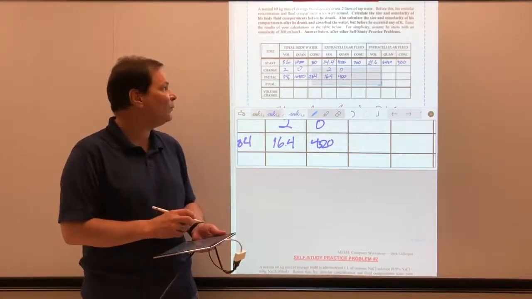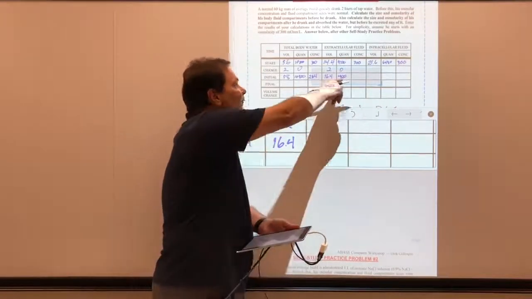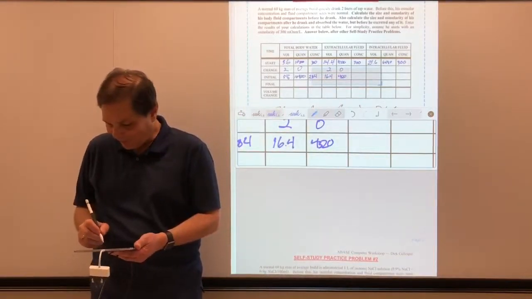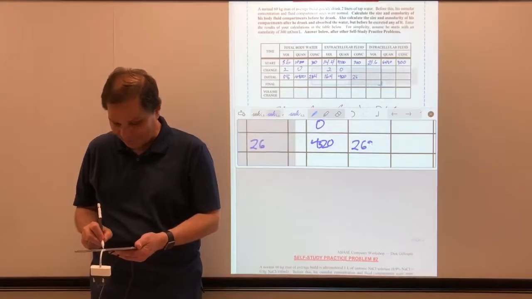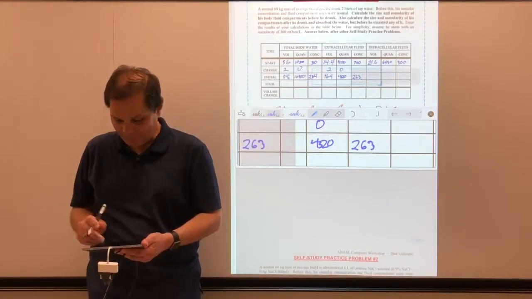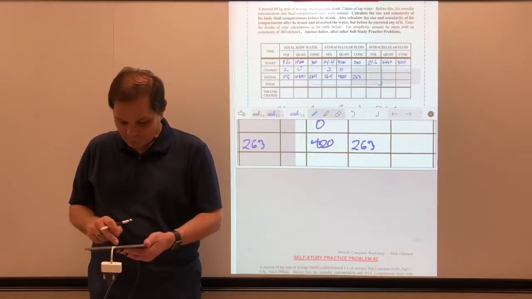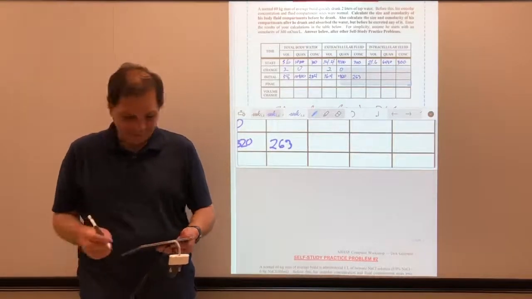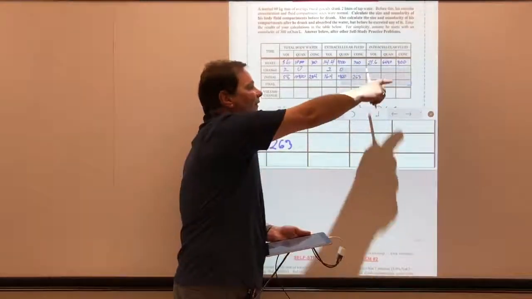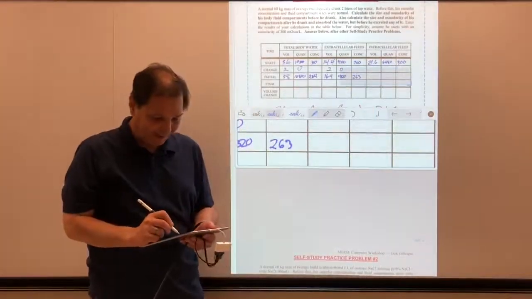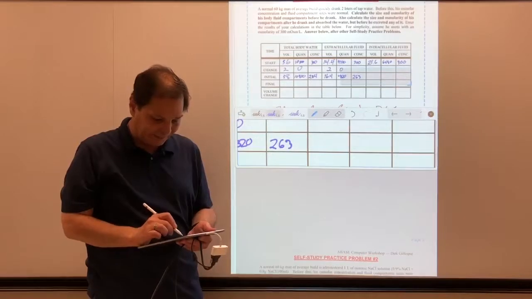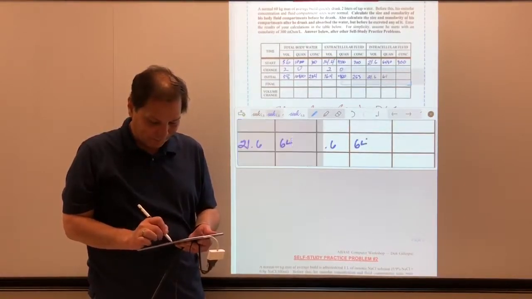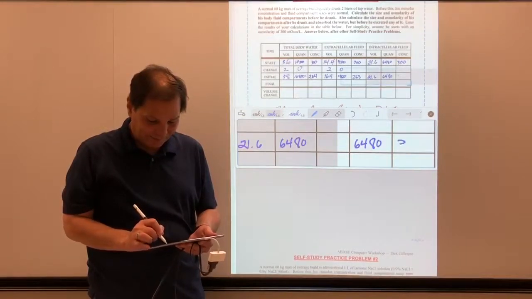And so 4320 divided by 16.4 gives you 263 milliosmoles per liter. And then the intracellular fluid is exactly the same. We haven't done anything to that yet. We added all of our volume to the extracellular space. So this is still 21.6. This is 6480, and this is 300.